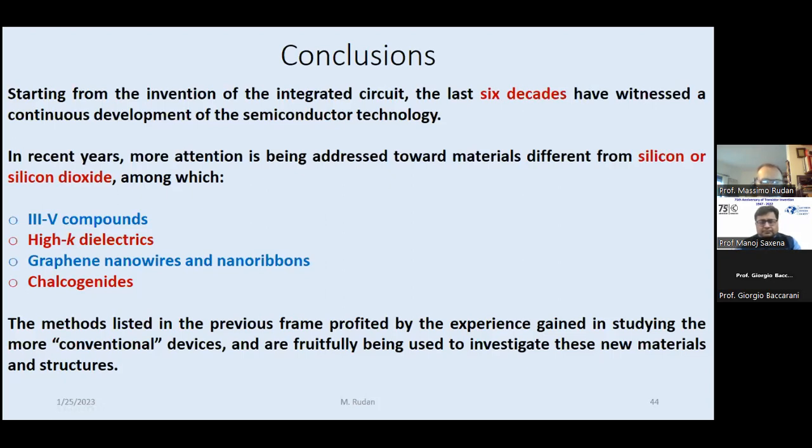More recently, devices and structures different from silicon have been investigated, high-K dielectrics, graphene, nanowires, or chalcogenides for phase change memory applications. But in essence, the methods that I described in this presentation are applicable also to the investigation of these new materials and structures. So I wish to thank you very much for your attention, and I conclude here.